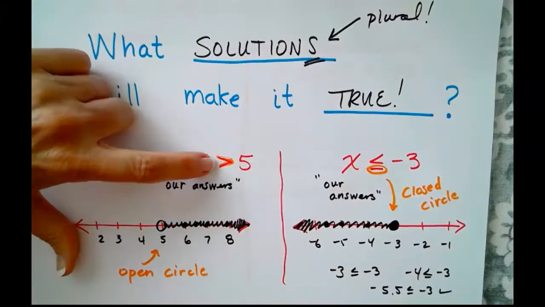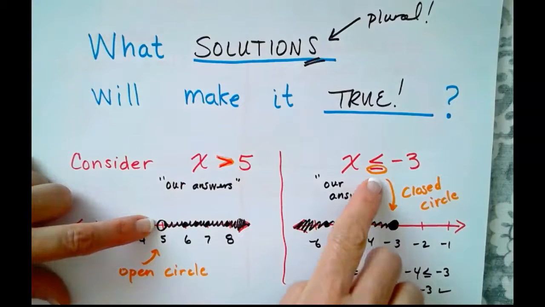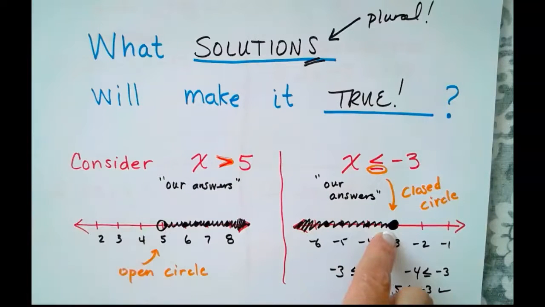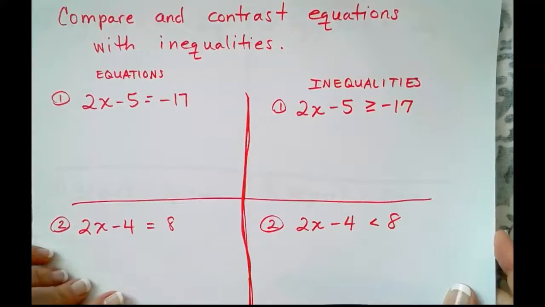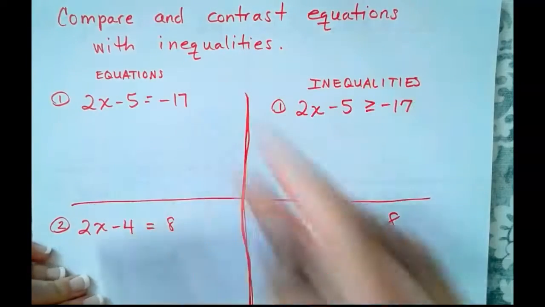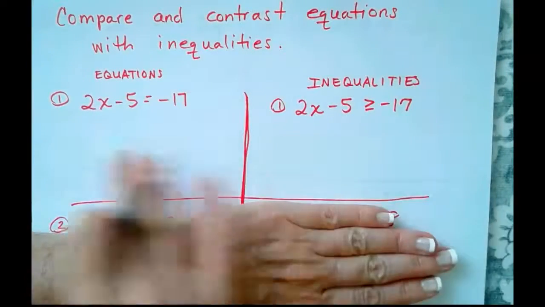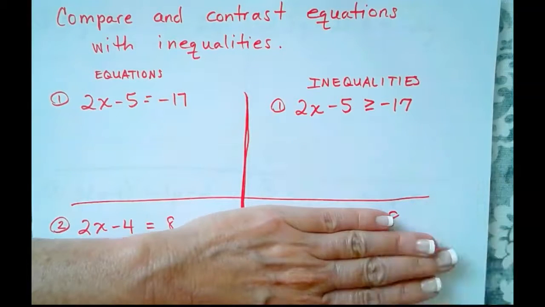So when it's strictly greater than or less than, it's going to be an open circle. But if it has the or equal to, it will be a closed circle, showing that we are including the number. So this next little slide, we're going to compare and contrast equations with inequalities. And we're basically working from right to left. So here's the equation, and we're going to compare that with the inequality and see how the solutions differ.